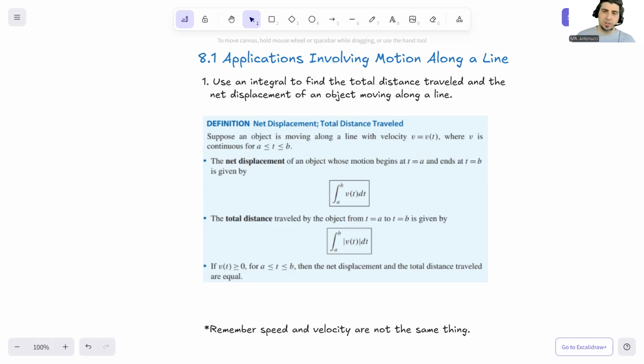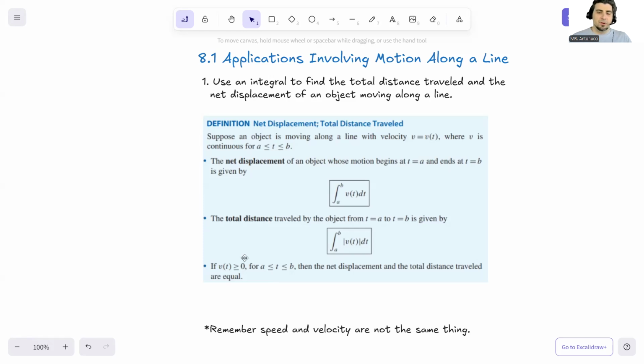So we have some definitions here. Basically, if you have an object moving with velocity v of t, and v is continuous on the interval a to b, net displacement is defined as the integral of velocity over that interval, and total distance traveled from a to b is given by the definite integral from a to b of the absolute value of velocity. Also, if the velocity is non-negative on that interval, then net displacement is going to equal total distance traveled.